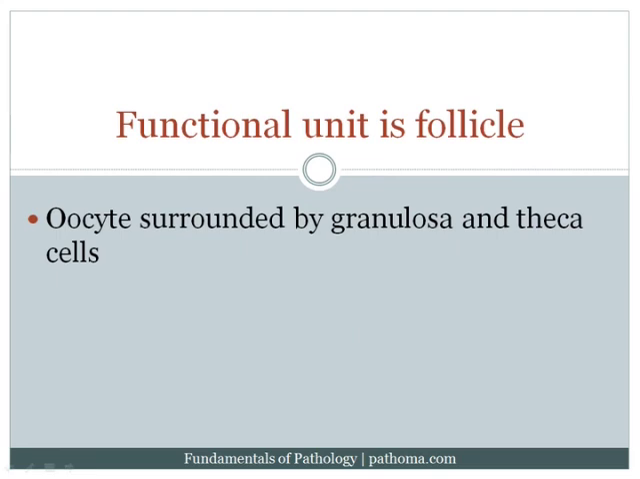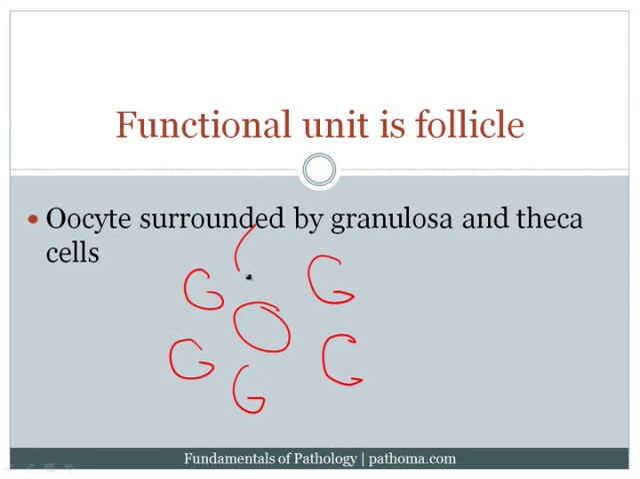The functional unit of the ovary is called the follicle. There are multiple follicles within the ovary, but that is the functional unit. The follicle basically consists of three cells. It consists of an oocyte, which is the egg. And then surrounding that oocyte are the granulosa cells. And then outside of the granulosa cells are the theca cells.